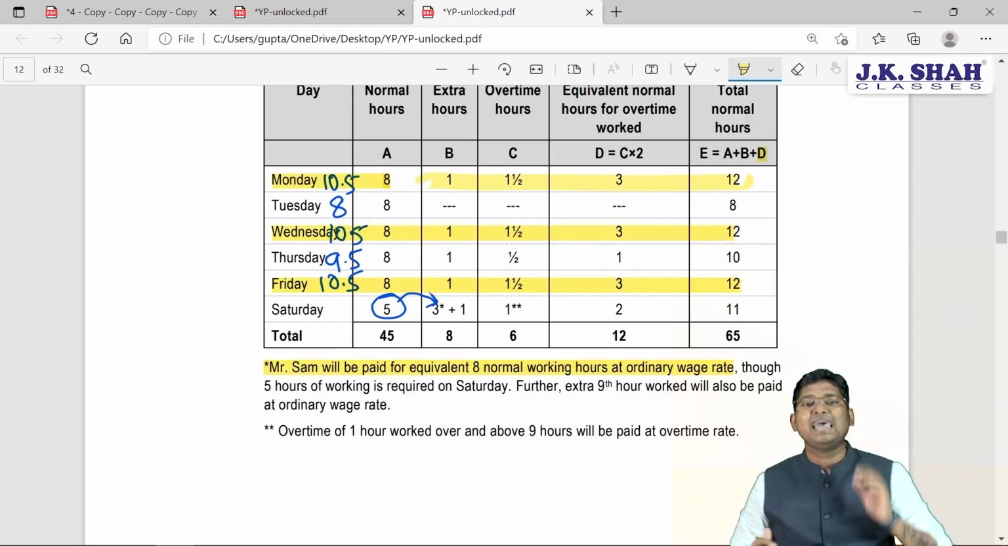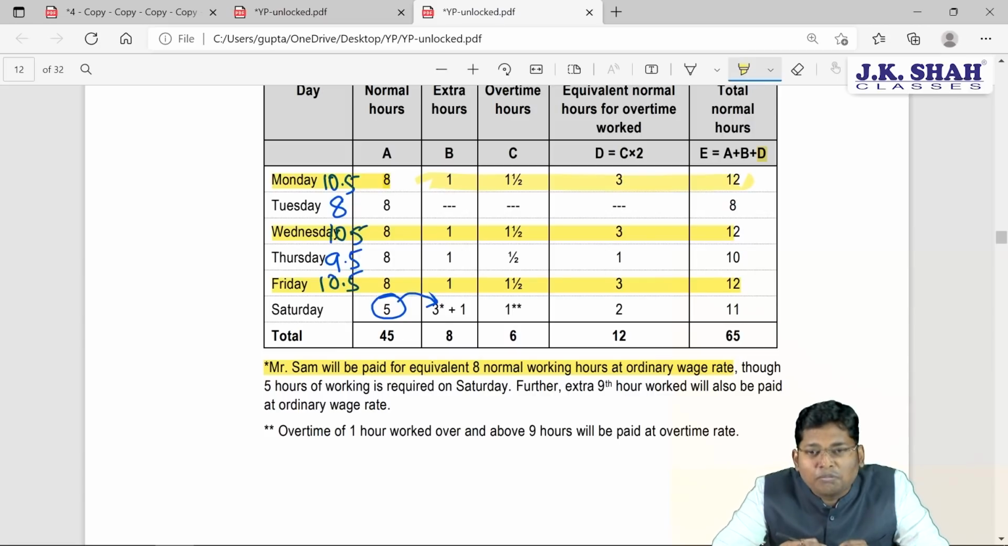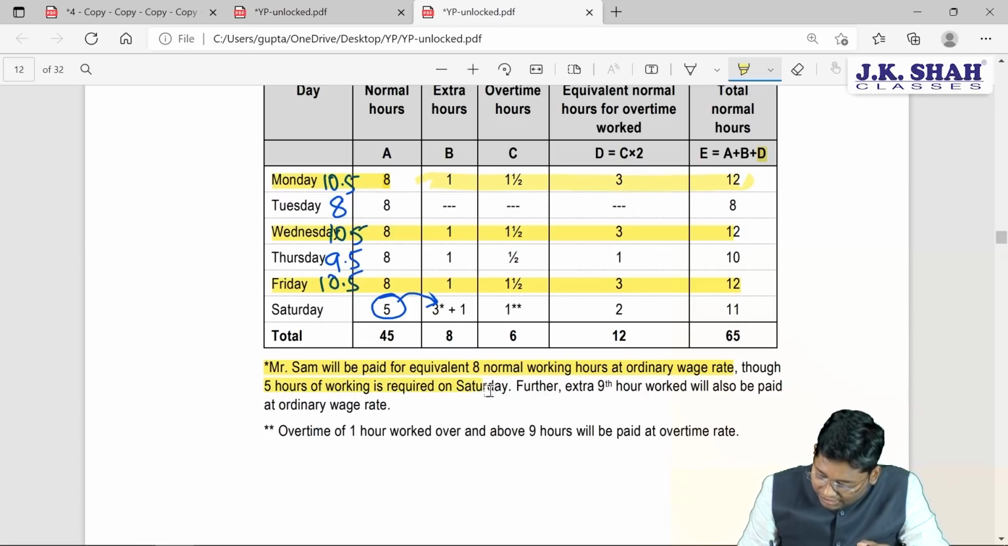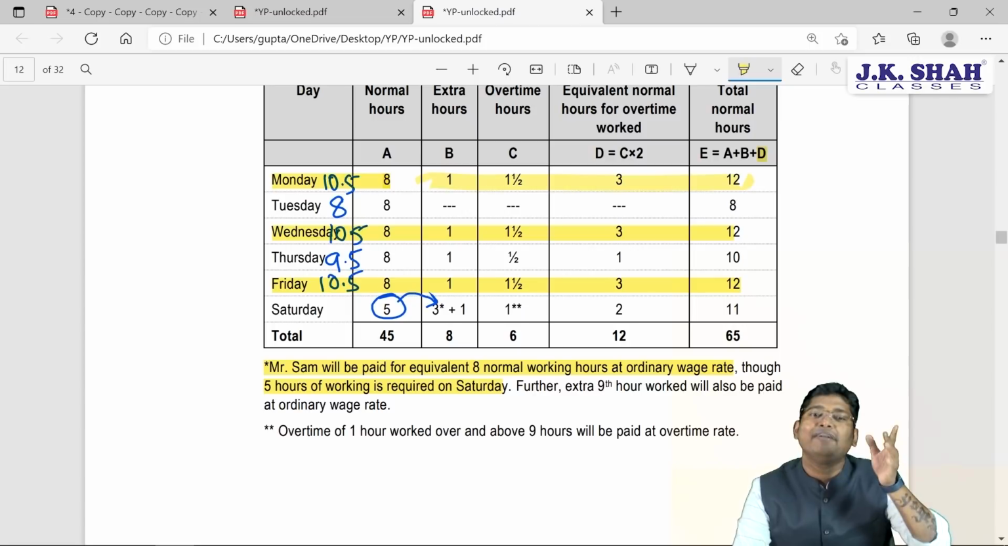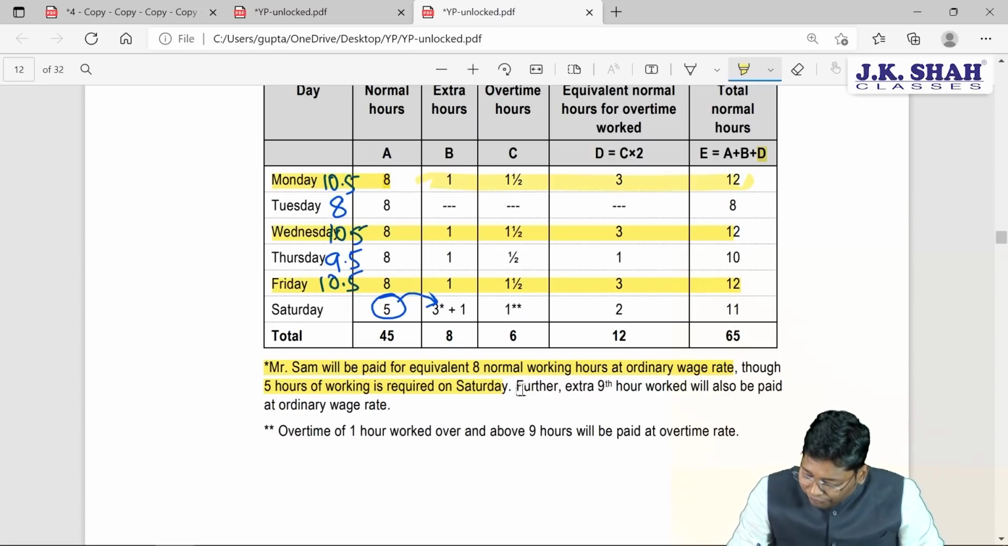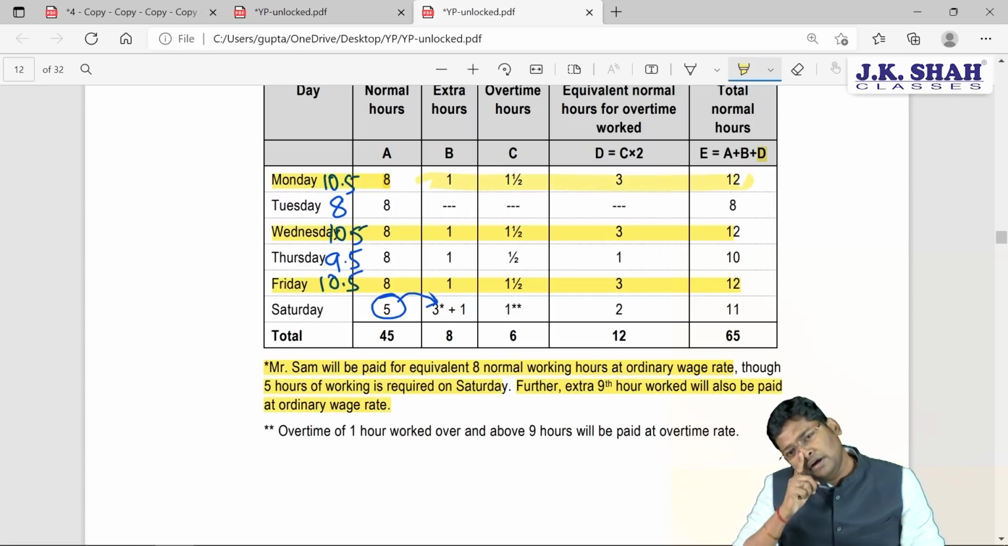So Mr. Sam will be paid for equivalent 8 normal working hours at ordinary wage rate, though 5 hours of working is required on Saturday. Done. Now total number of hours he has worked for. Total number of hours he has worked for 10. Out of 10 we have recorded 8 till now. Further extra 9th hour worked will also be paid at the ordinary wage rate.